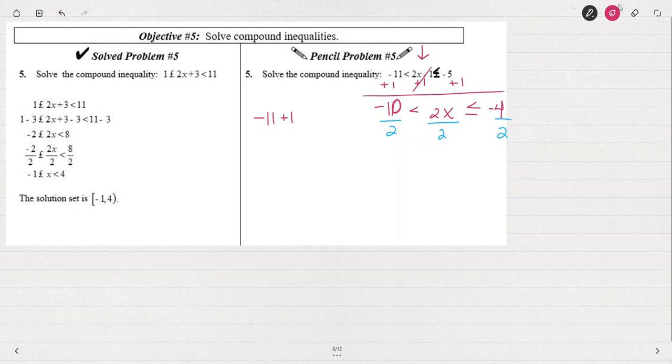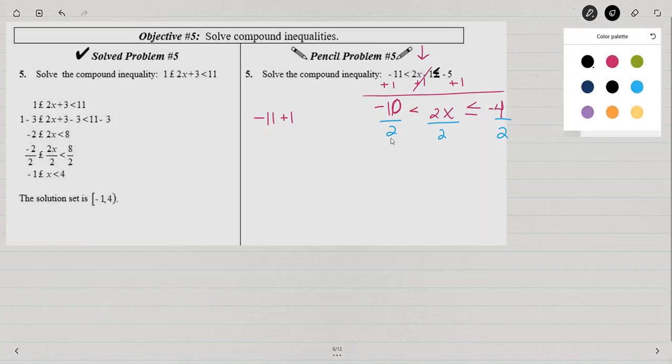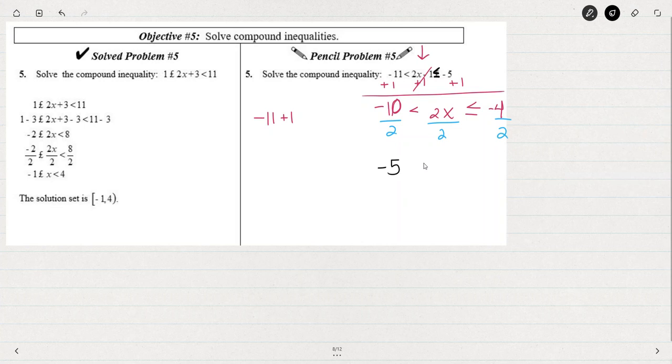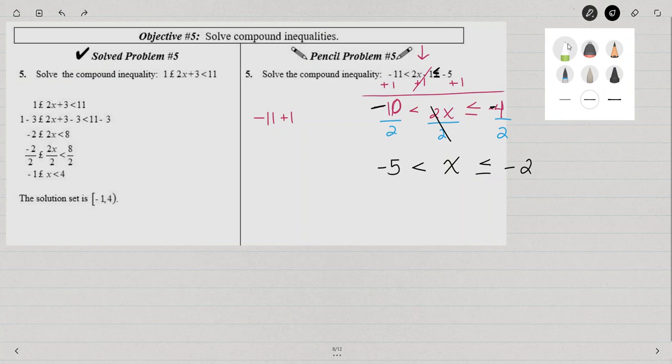When I divide this, it's going to divide evenly. -10 divided by 2 is -5. Less than 2 divided by 2 just leaves me x. Less than or equal to -2. It was okay that I had a negative already there. What I'm dividing by, the blue here, is dividing by a 2. So when I divide by a positive, I don't have to flip the sign over.